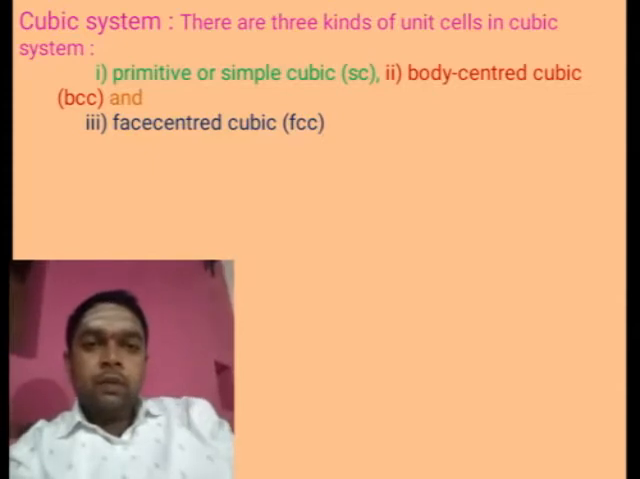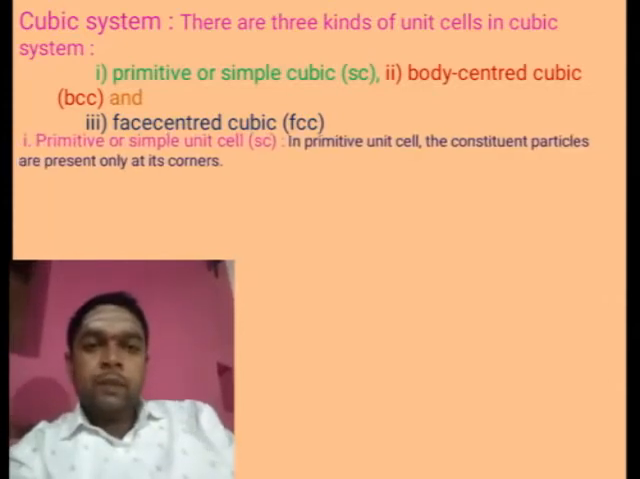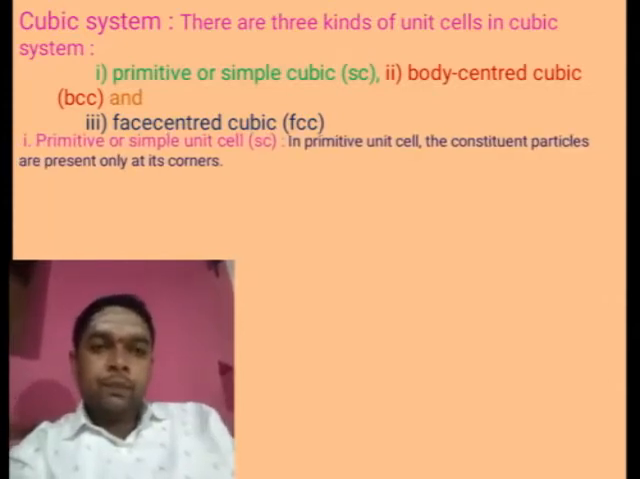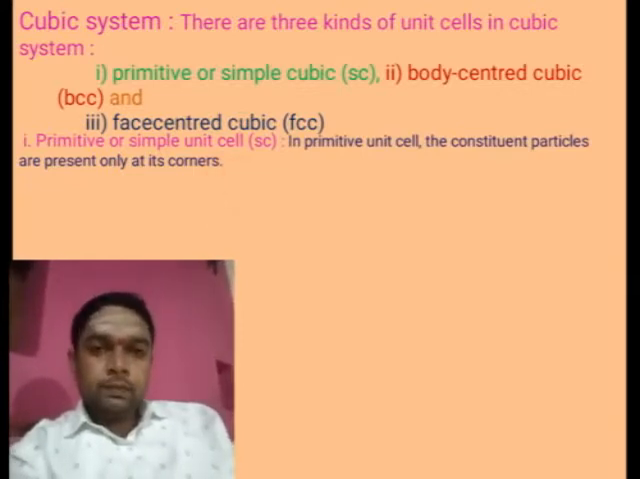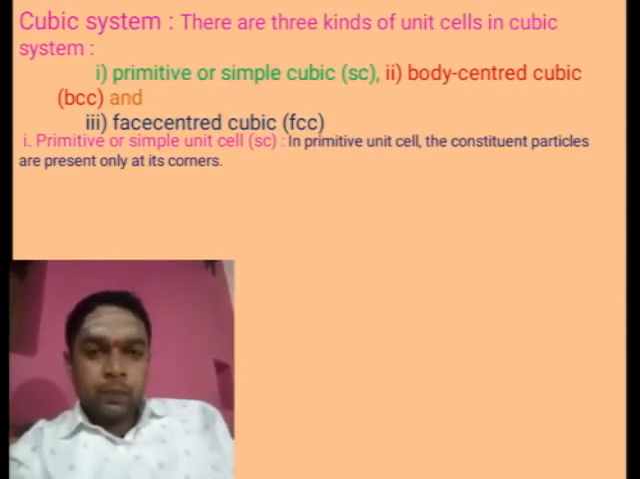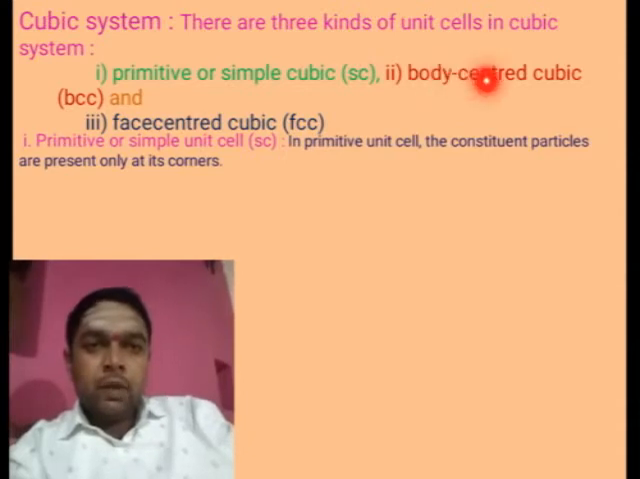The next one is the simple or primitive type of cell. In this cell, the constituent particles are present only at the corners of the cube. Second is the body-centered cubic.